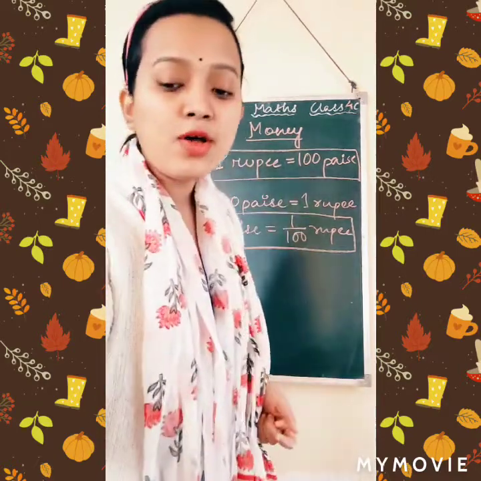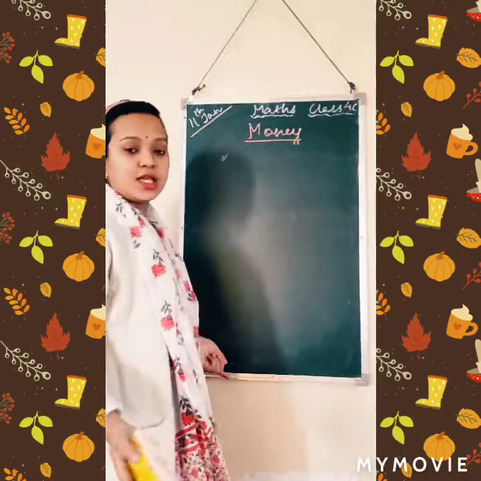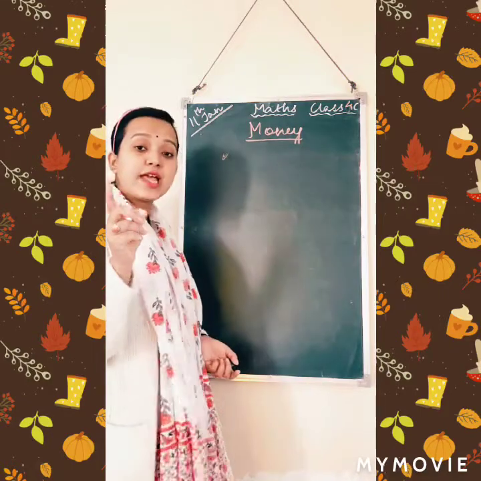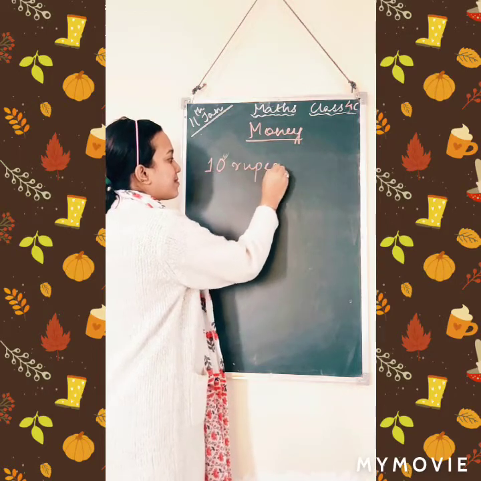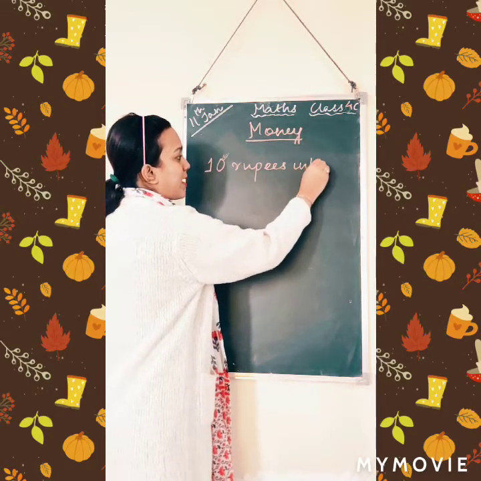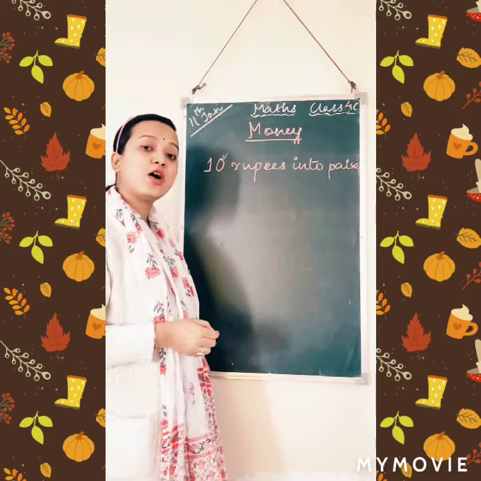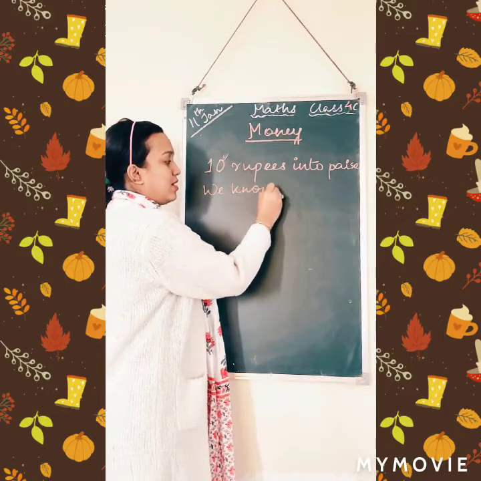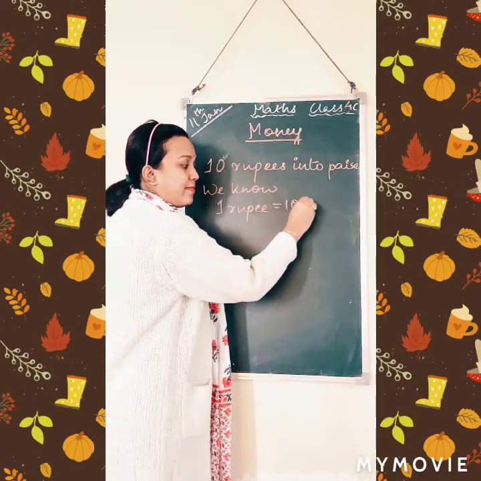Okay. Now, what we will do, we'll start with conversion. Let's see how it is. Let's start from a small number. Suppose you have 10 rupees with you. Now I ask you to convert 10 rupees into pies. Okay? 10 rupees into pies. Now how do you do that? First what you need to know is, we know 1 rupee is equal to 100 pies.